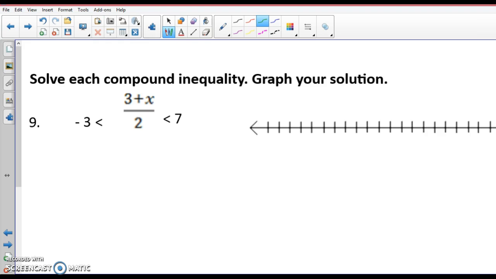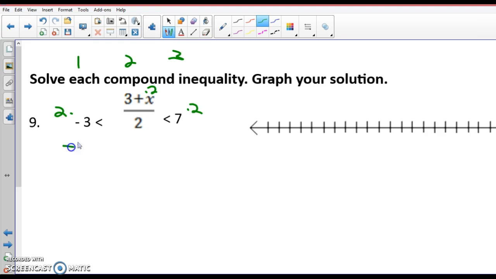Now, when you are solving a compound inequality that is an "and" statement, you are going to solve this just like any other inequality, except you've got 1, 2, 3 parts. You want to get x alone. So pretend that this was on its own. What do I need to undo first, Nick? Well, this is dividing by 2. So what's the opposite of dividing by 2? But I have to multiply all 3 sections. So times 2, times 2, times 2. Make sure you get all 3 parts.